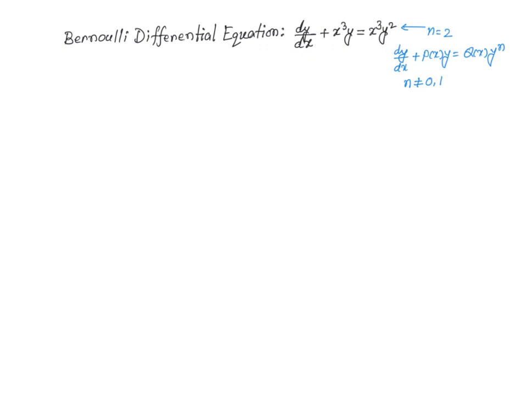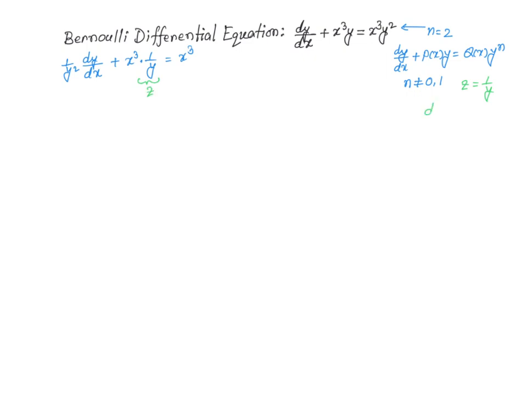To solve this Bernoulli equation, I need to divide both sides of this equation by y squared. That's going to give me 1 over y squared dy over dx plus x cubed times 1 over y is equal to x cubed. Now I'm going to make a small substitution. I'm going to assume that z is equal to 1 over y. So that is going to be my z.